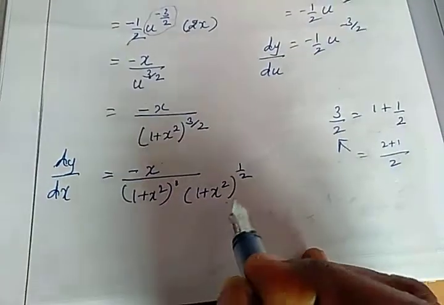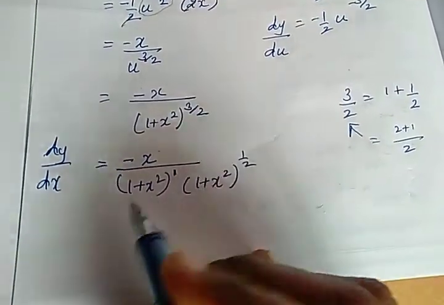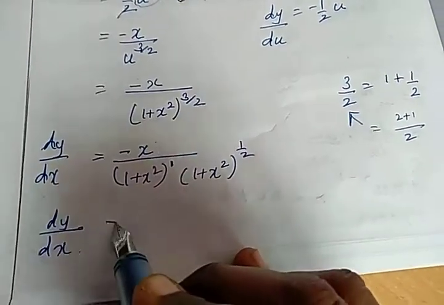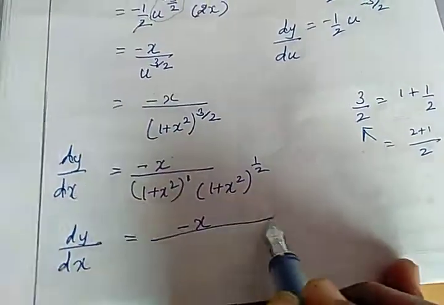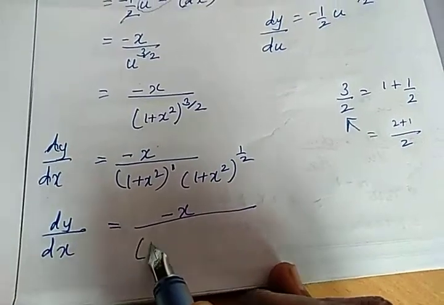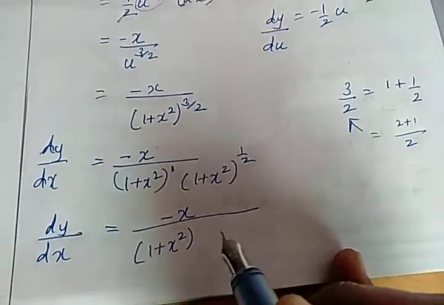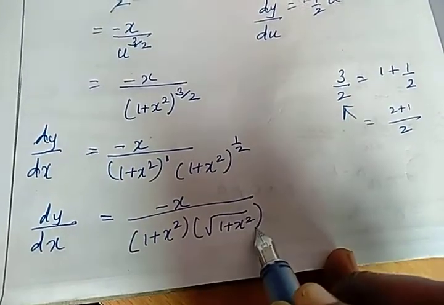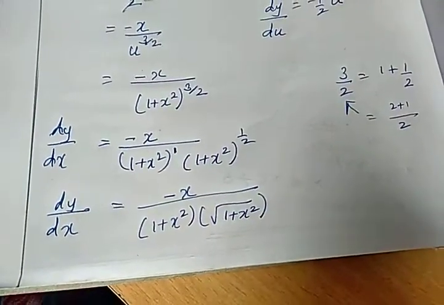(1 plus x squared) whole to the power 1 by 2. So this is your final answer, and this 1 by 2 you can bring inside to make it as root. dy by dx is equal to minus x divided by 1 plus x squared into root of 1 plus x squared. This is your final answer.